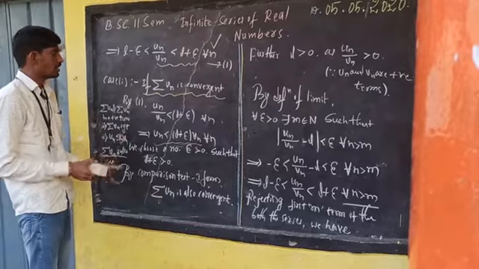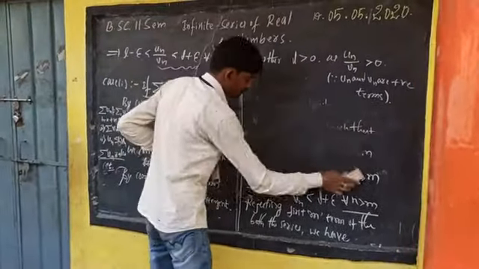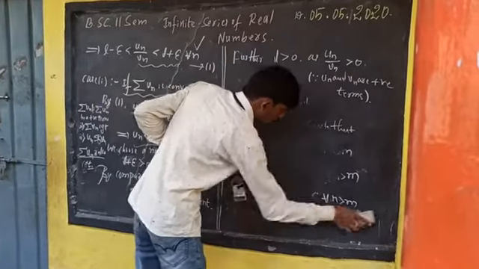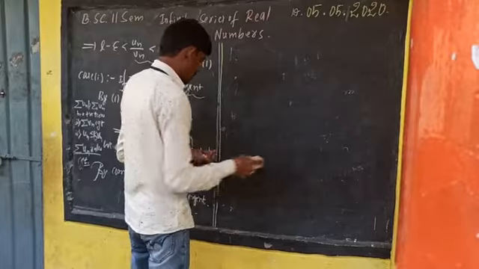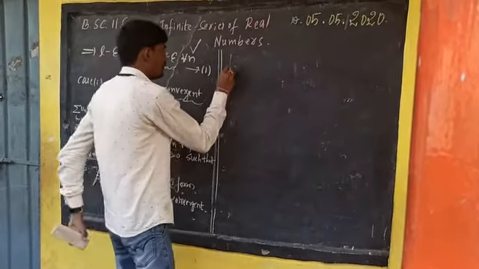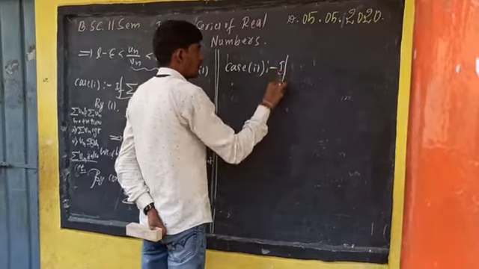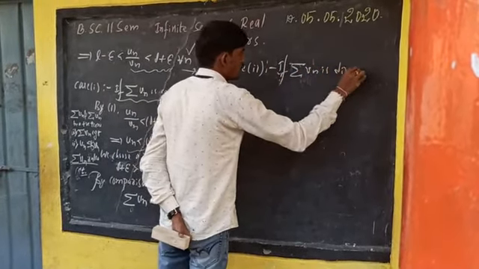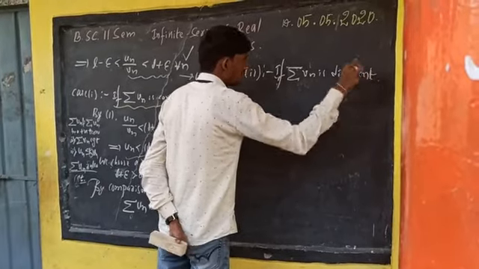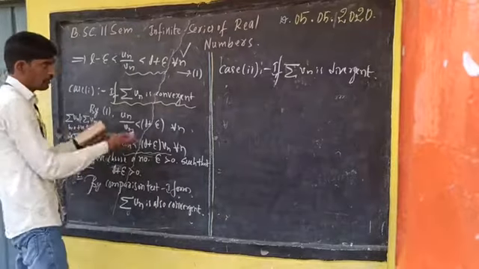Okay, yes, this is the first case of this theorem. The next one is the second case. Right, it's the second case. Which one here? It is case 2: if summation vn is divergent. Okay, the proof of this one is similar; you have to follow the same steps here.